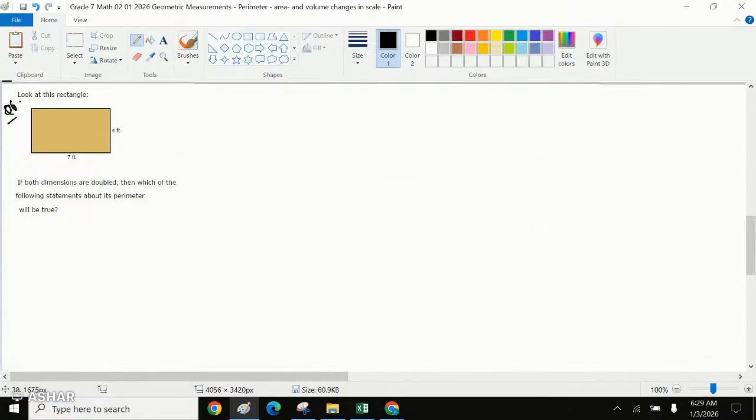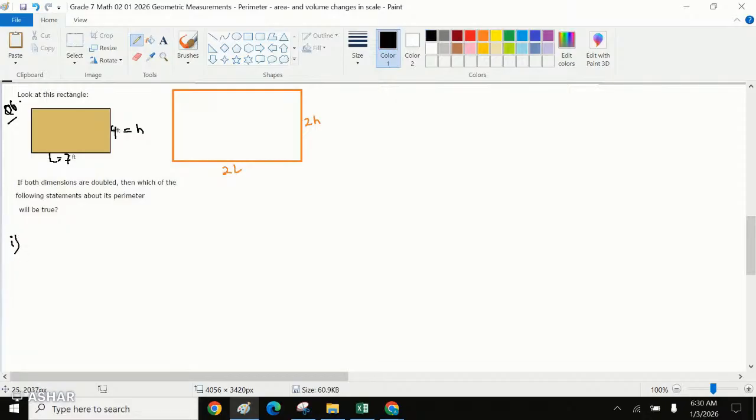Question number 6, they say, look at the rectangle. The length is given as 7 feet and the height is given as 4 feet, right? If both the dimensions are doubled, can we say that this would become 2 times the length and this would become 2 times the height, right? Let's make the statements over here.